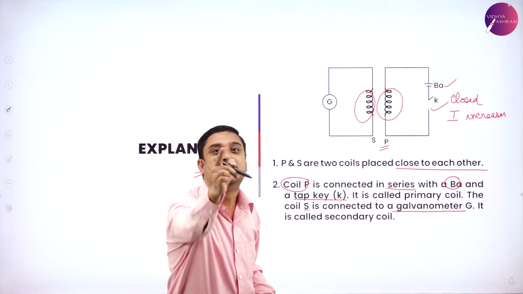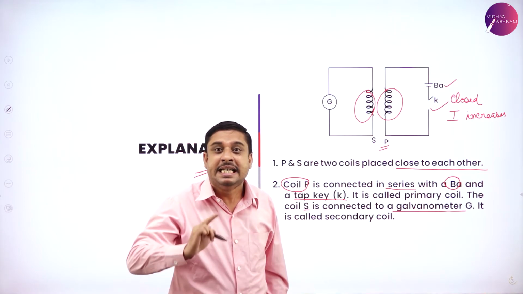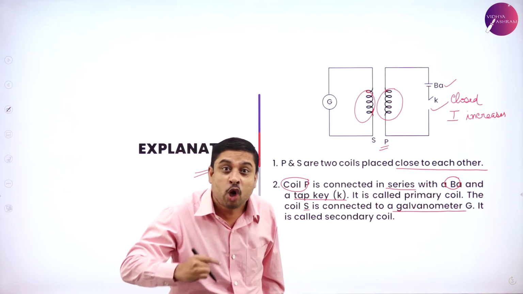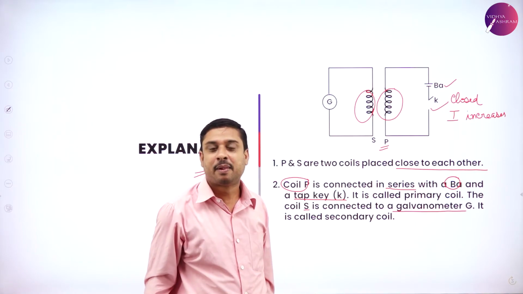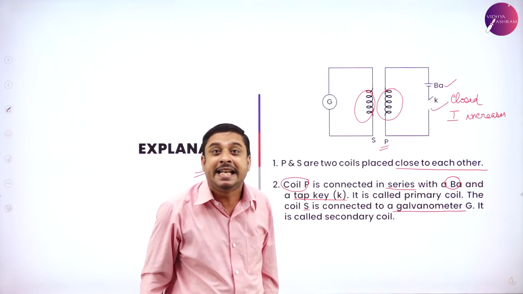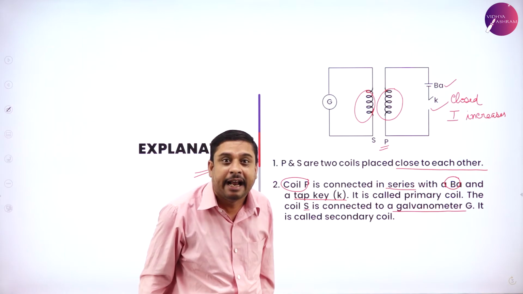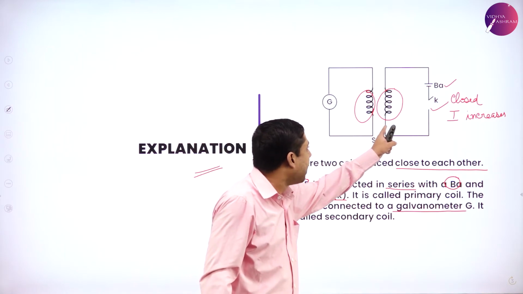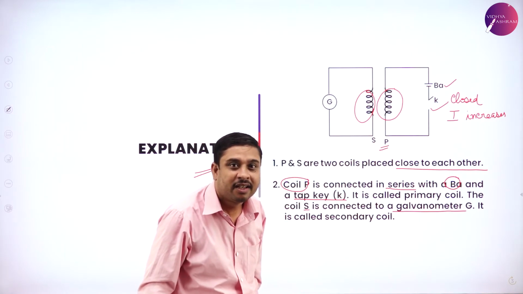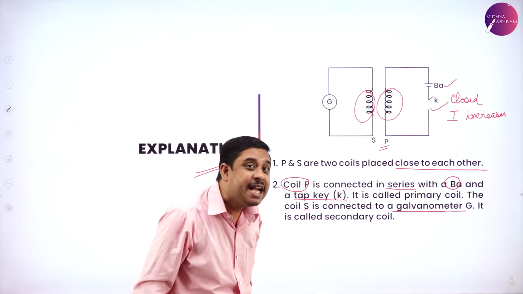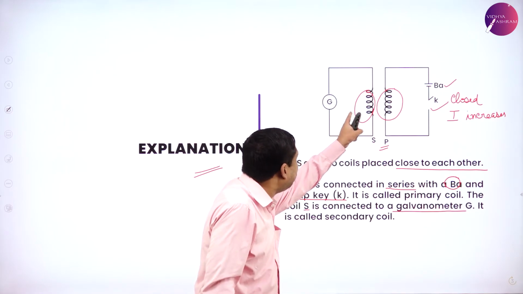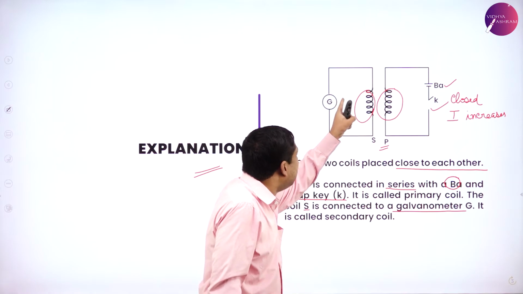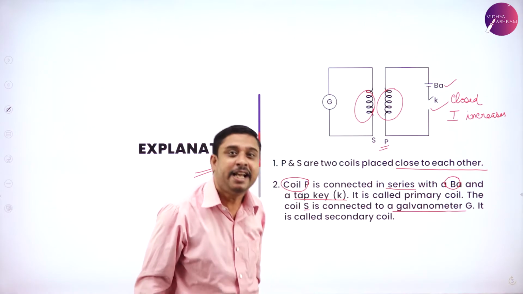Now what happens? Beautiful. This growth of current, or increasing current through the primary coil, will change the magnetic flux linked with the secondary coil.